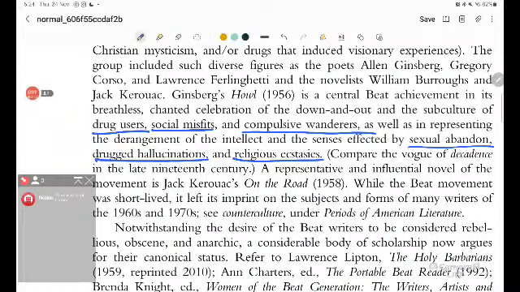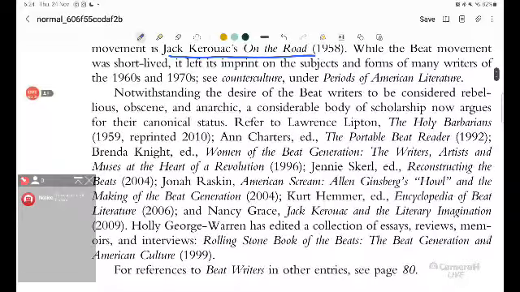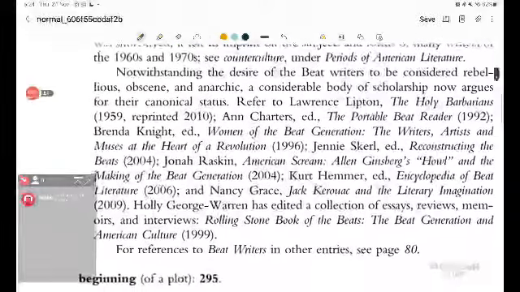ठीक है, कुछ अगर इसके वर्क्स की बात करें तो वी हैव जैक करुआ का ऑन द रोड. While the beat movement was short-lived, it left an imprint on the subject in the form of many writers of 1960s and 70s. Okay, that's it.